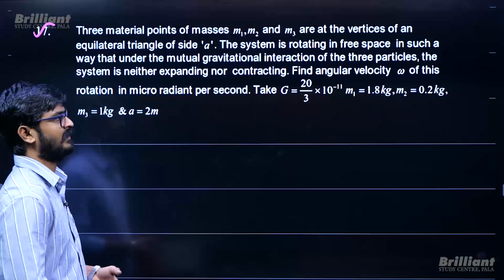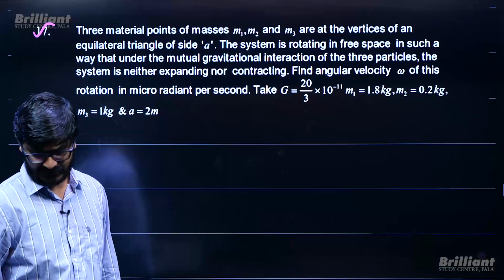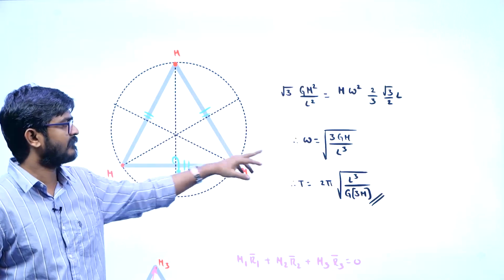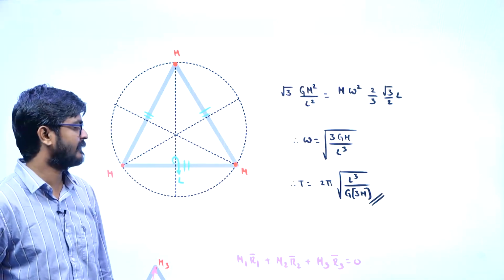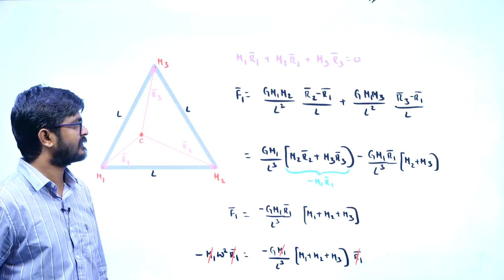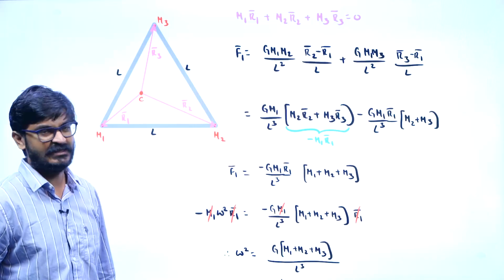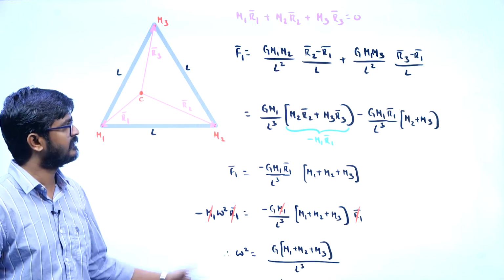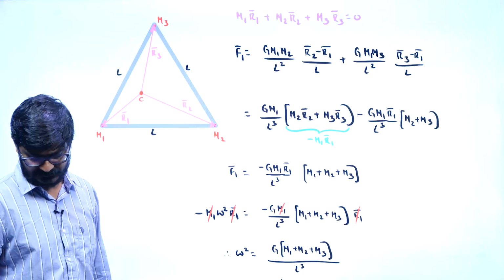Yes, this question was already taken in your revision class. I started from here. When there are three equal masses rotating about their center of mass, what is the angular velocity and what is the time period? Similarly, when there are three unequal masses, what is the angular velocity and what is the time period? This was already taken in the revision class. You can look into that, or you can pause and look at the solution. You can understand by yourself.